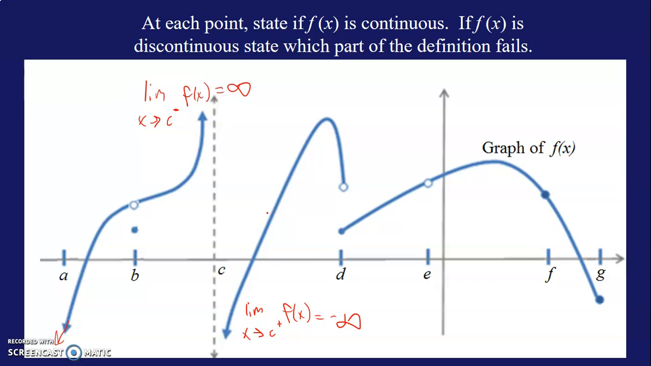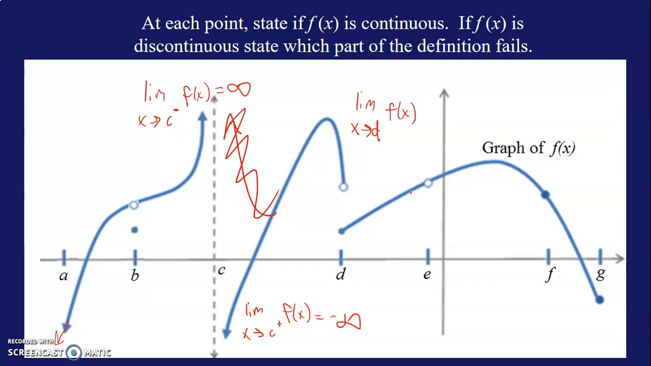Even if they were both going the same direction, it still couldn't be continuous because the limit and the value of the function both need to be finite numbers, and infinity is not a finite number. All right, at D, the function exists, the limit does not. We have a left side limit and we have a right side limit, but the limit at D does not exist. So that limit does not exist in this particular case.